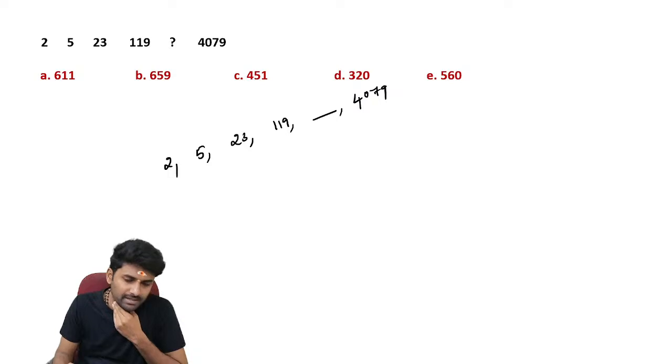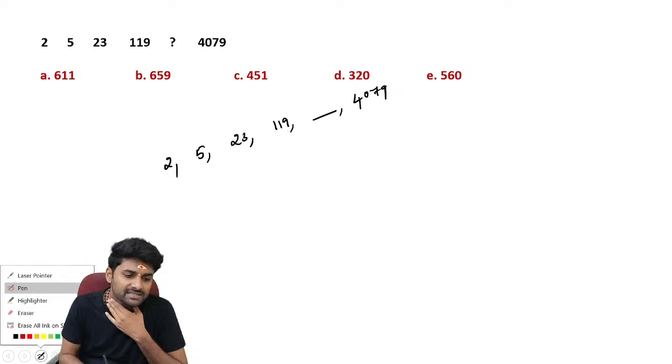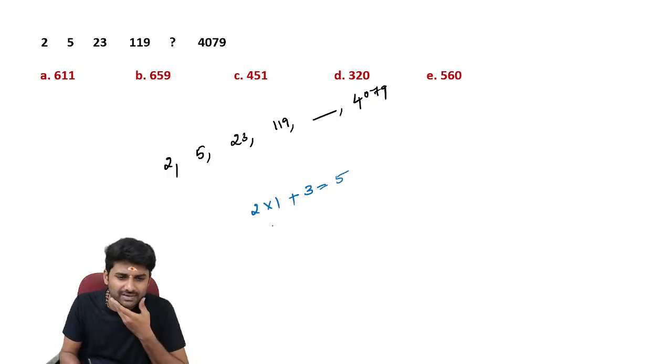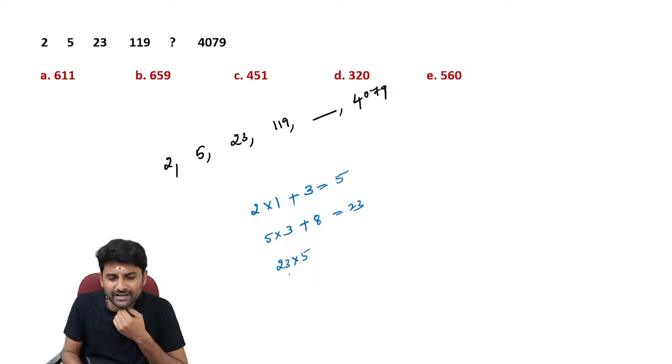Now you can see 2, 5, 23, 119 and 4079 means it increases. Increases means verify in terms of multiplication. Let's take 2 into 1 is 2, 2 plus 3 is equal to 5. Let us take this scenario. If 5 into 2 is not suitable, let's take 5 into 3. 5 into 3 is 15, 15 plus 8 is equal to 23. Now 23 is multiplied with 5 times. 23 into 5 is 115 plus 4.